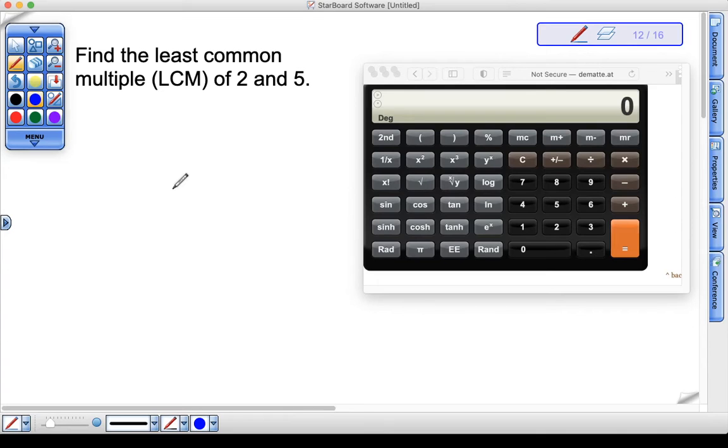Today we're going to be talking about least common multiples. So our objective is to make sure that you guys are able to figure out what least common multiples are and how to use them.